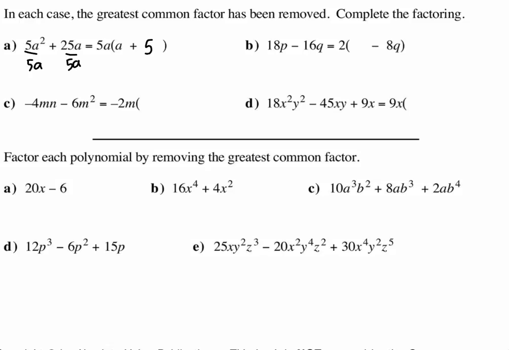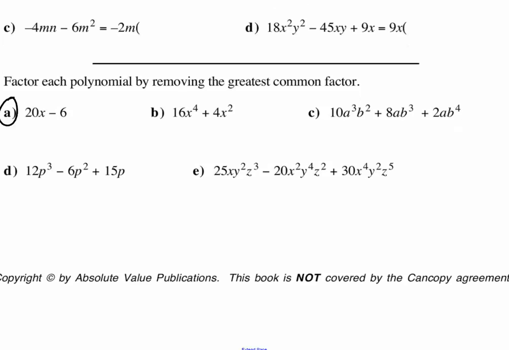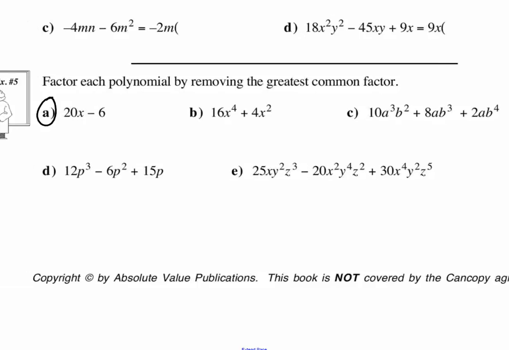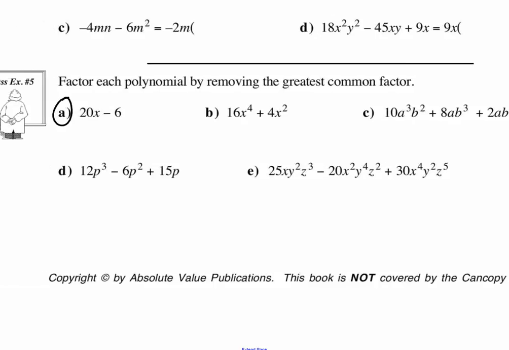Okay, so if I factor 2 out of 18 and 16, what are we left with? 9p minus 8q. 18 divided by 2 gives you that 9. Okay, so let's try this on our own. Factor each polynomial by removing the GCF. 20x minus 6. What can we divide both those numbers by?